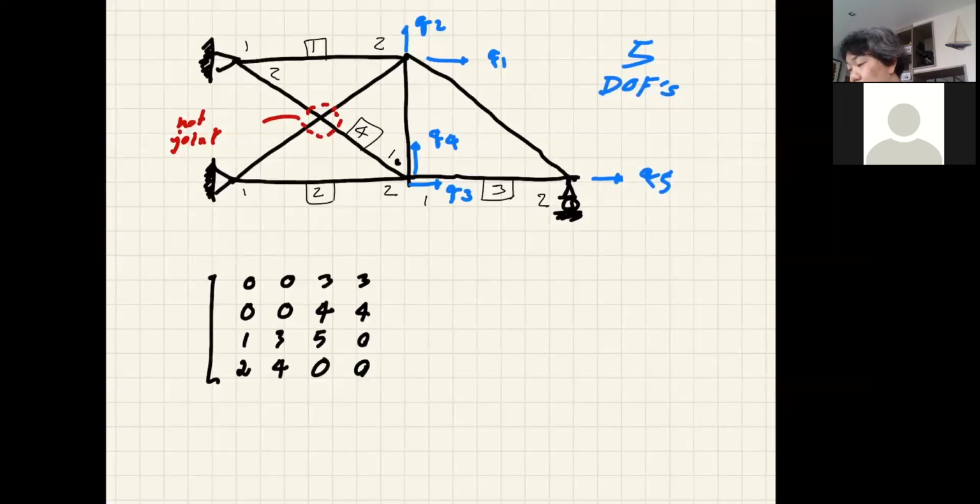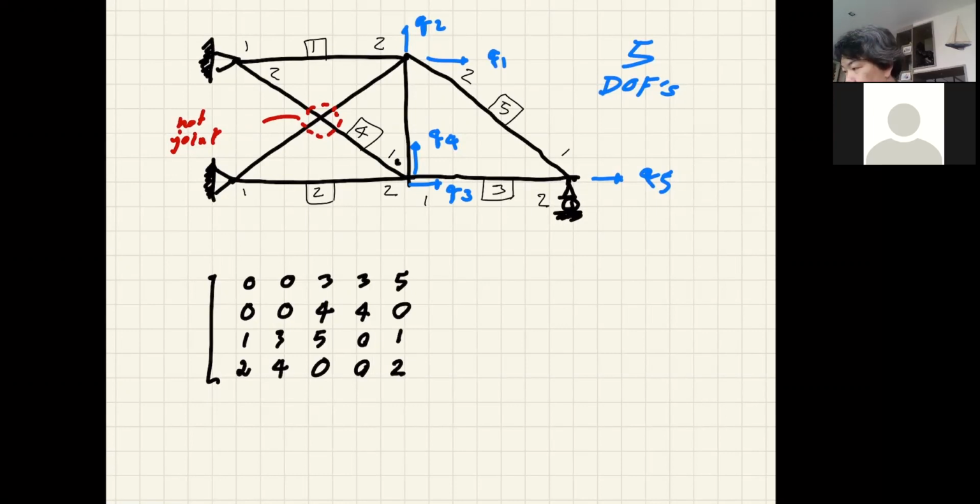And now let's move on to member number 5. I use this one because it's similar to 4 and the same local node, 1 and 2. So for 5, is it confusing? Local node 1 is where the roller is. And in X direction is Q5, right? In Y is nothing. And at local node 2, again, in X is Q1, in Y is Q2. So that's for your member number 5.